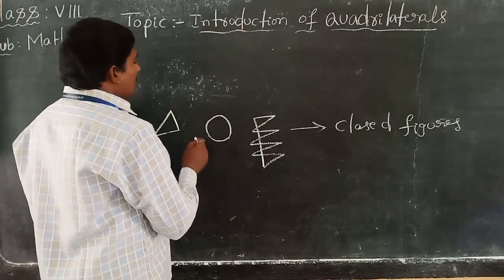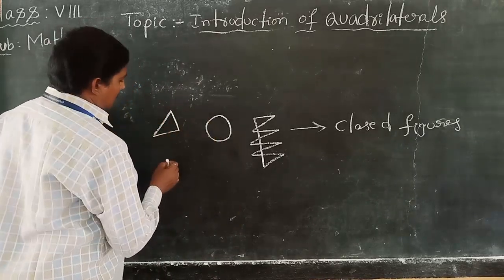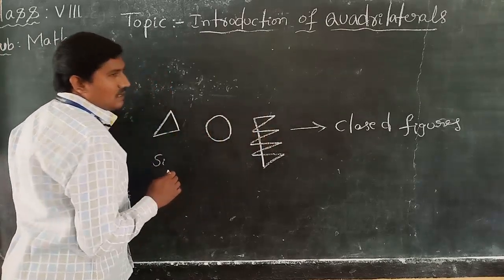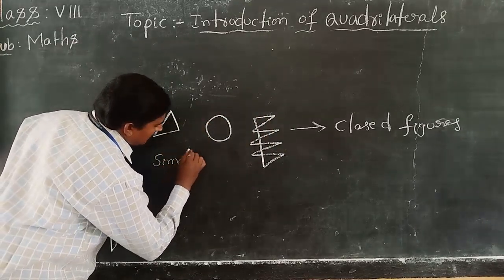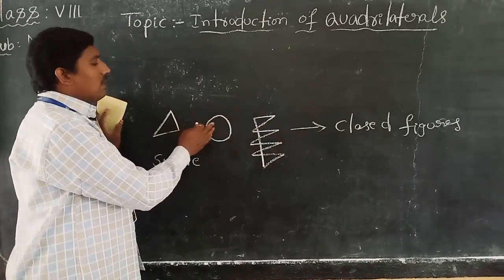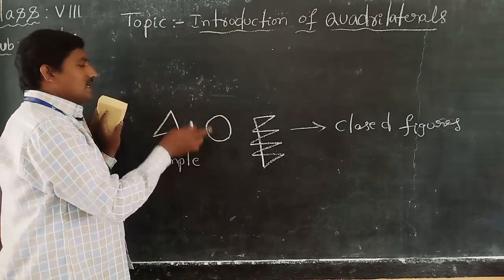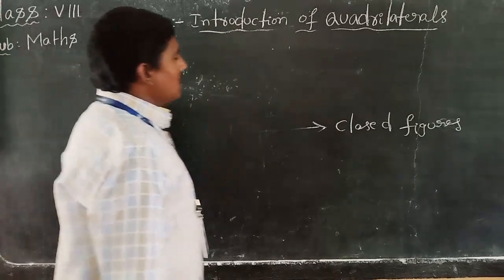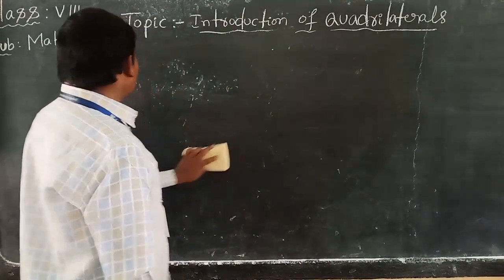So these are simple closed figures. All are closed figures, but these two are simple closed figures. Why? Because these two do not intersect themselves. That is the difference between a closed figure and a simple closed figure. Okay, we will see one more here.